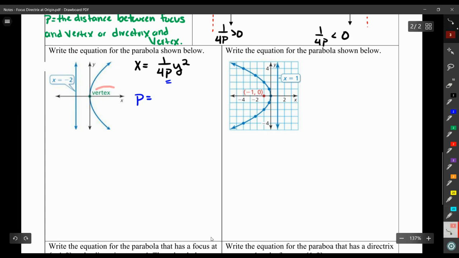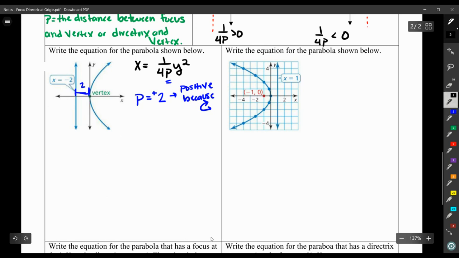And if you notice, I don't have my focus. All I have is the directrix, which is fine. I know that my p-value is the distance from here to here, and that's going to be a distance of 2. Now it's a positive 2 because you are opening to the right. Opening right is a positive p-value.